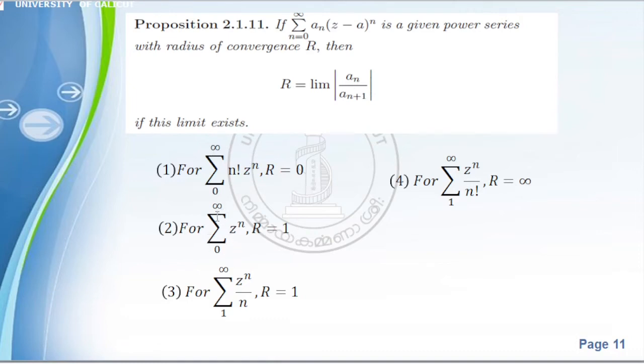If the series is sigma z raised to n, then the radius of convergence is 1. If the series is of the form sigma n from 1 to infinity z raised to n by n, then its radius of convergence is 1. For sigma z raised to n by n factorial, its radius of convergence is infinity.